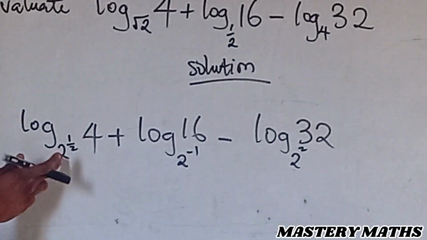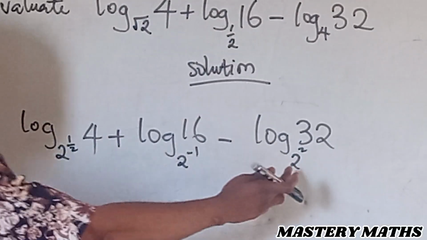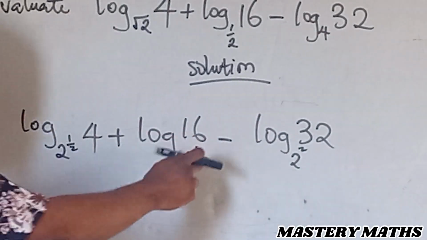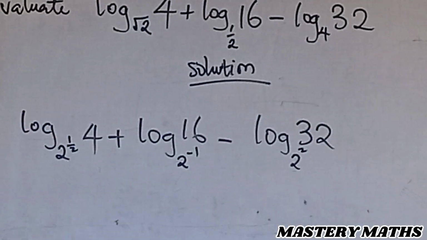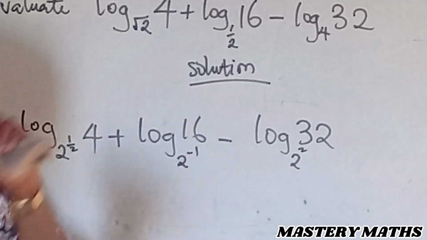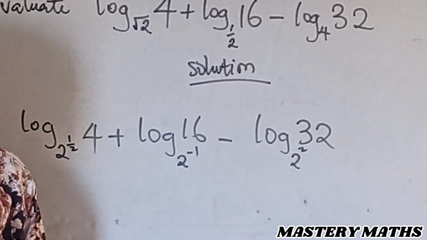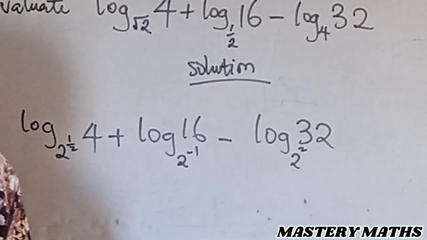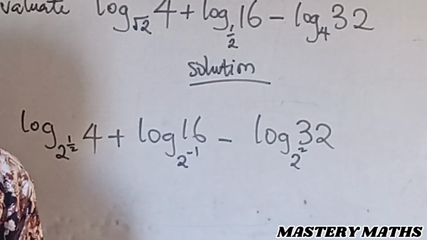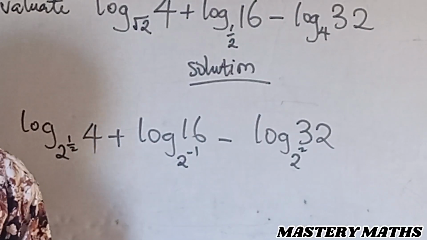But in these bases having 2, there are powers attached to the bases. So we need to get rid of these powers on the bases so that the base 2 will be alone. How should we do it? According to the law of indices, whenever a base has a power, look for the reciprocal of that power and use it to multiply the log itself.